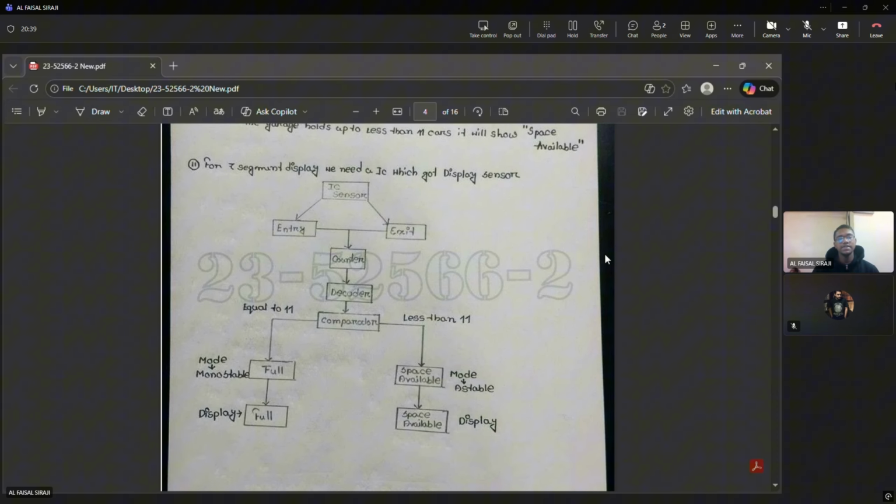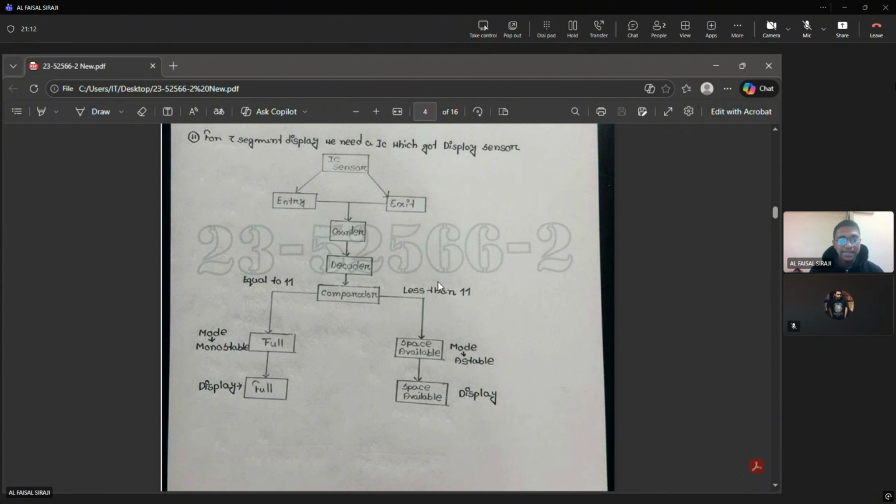For the display, we have used a 7-segment display. For that, we have used an IC sensor. From the IC sensors, we get two sensors, one is entry and one is exit. The entry and exit sensors are connected with the counter. The counter takes the pulse from the entry and exit sensors through the IC, and from the counter, the reading goes to the decoder.